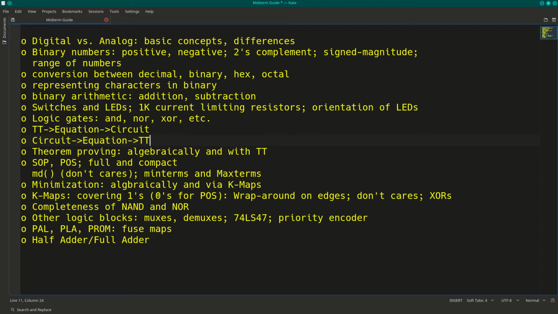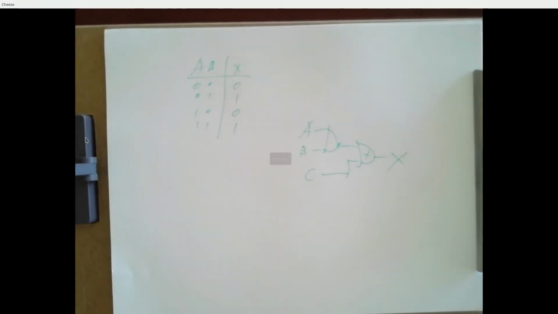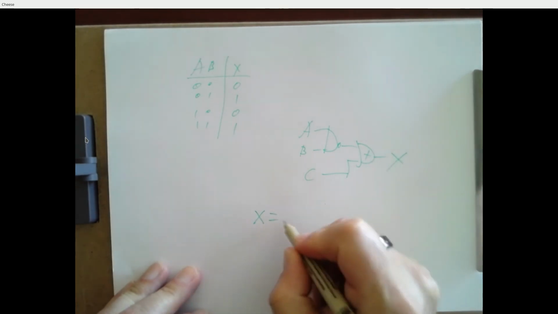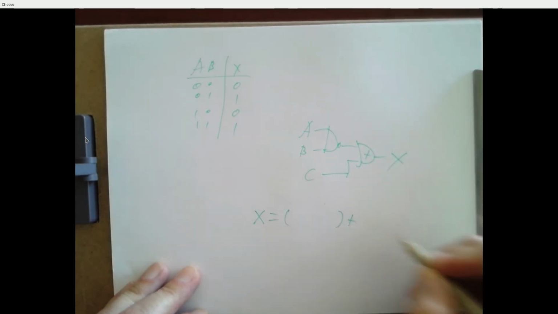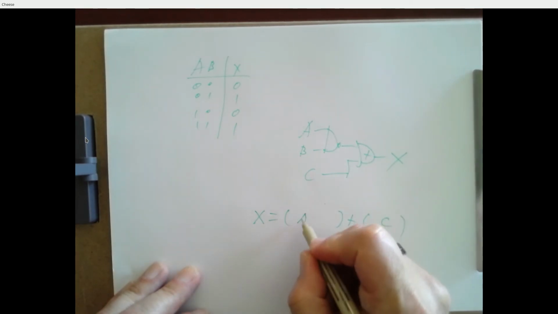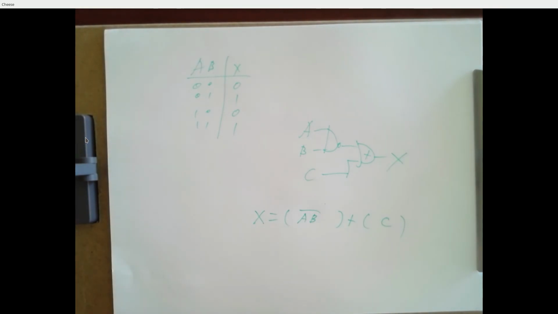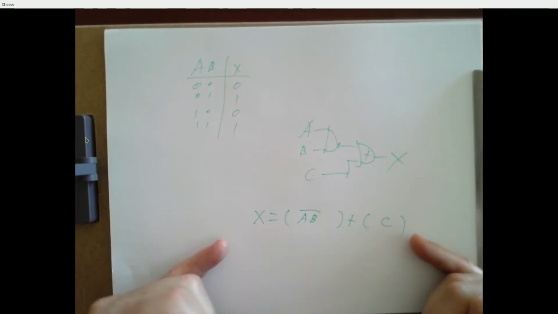Theorem proving, so proving De Morgan's theorem, for example. Yes? If we're going from a circuit to an equation, are you going to want the simplified equation? Or I'll let you know. Okay. So if I ask you to do this, my suggestion is first write the unsimplified version. X equals, well, it's an OR, so it's something ORed with something else, right? This thing is C, this thing is a NAND, so it's A, B, bar, and nobody can tell you that's wrong. So I would definitely start with that.